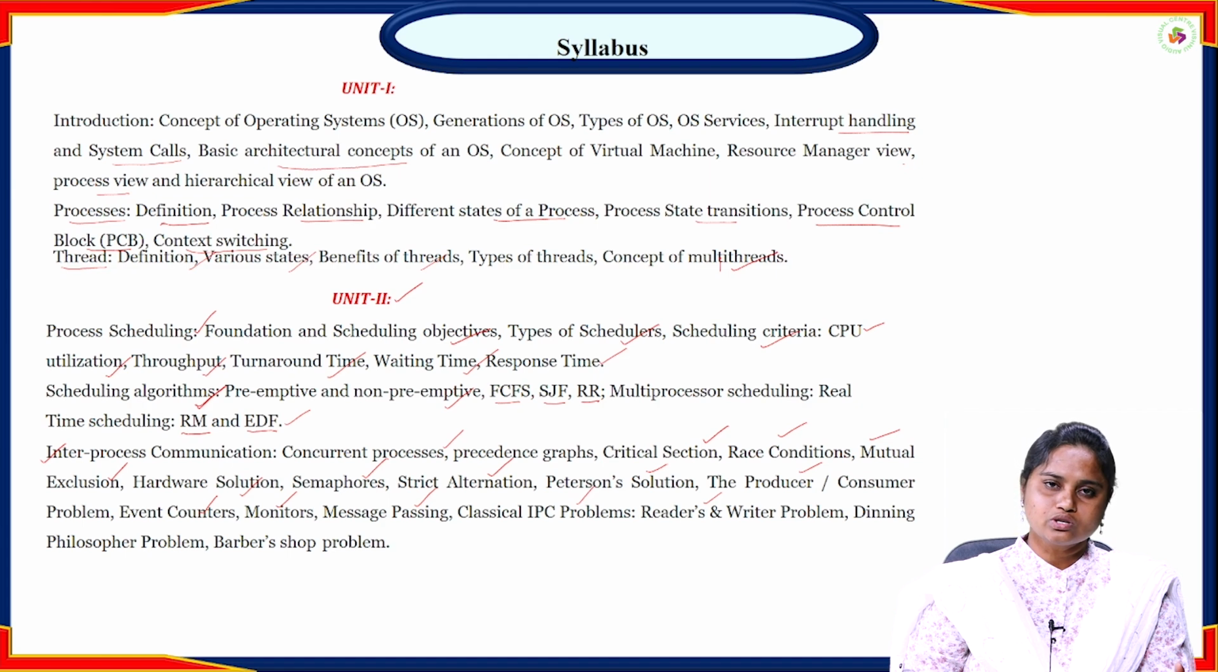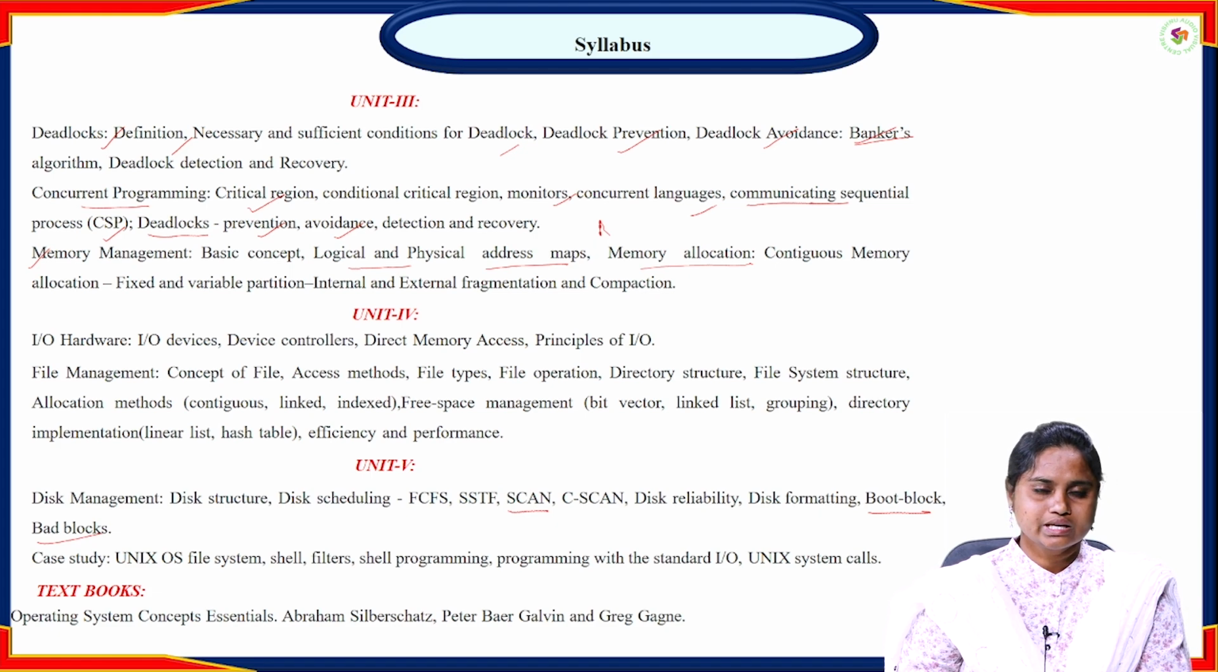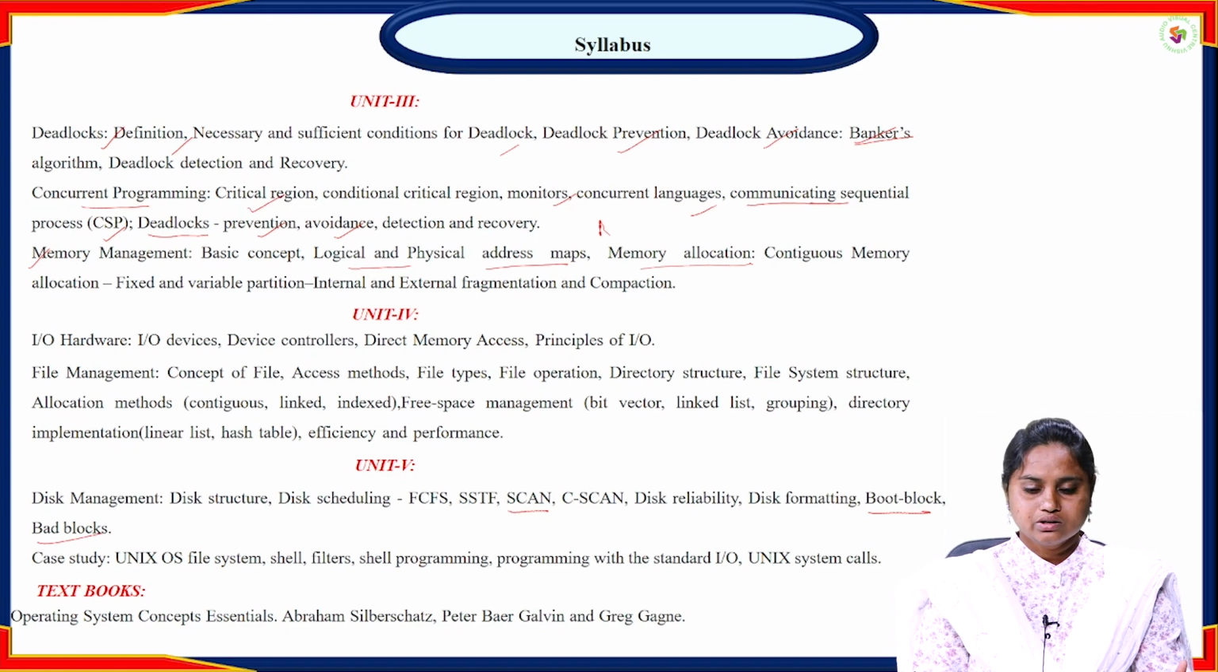In unit 2, process scheduling, we concentrate on scheduling algorithms and inter-process communication. In unit 3, we learn deadlocks, concurrent programming, and memory management. In unit 4, I/O hardware, file management, and page replacement algorithms are there. In unit 5, disk management and some case studies. This is the syllabus we are going to discuss in further classes.